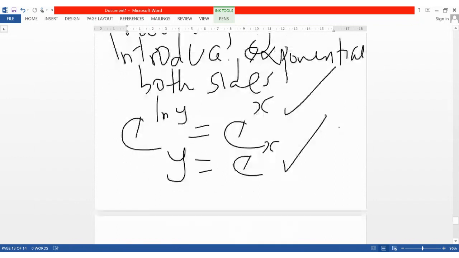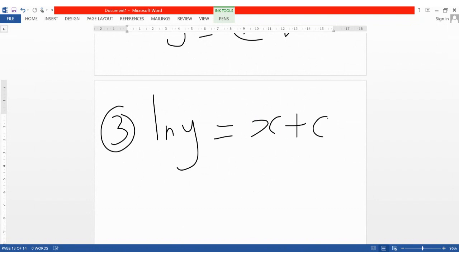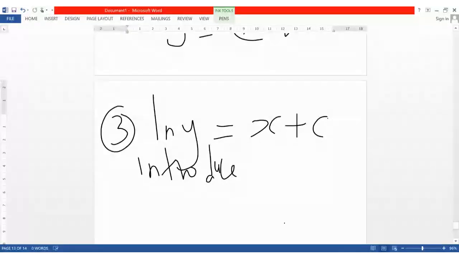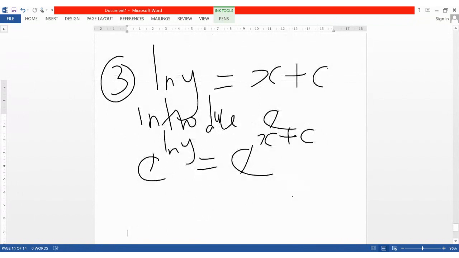Number 3. ln y is equal to x plus c. The final one there. Give me that one. So you have said introduce e. So I'll have e^(ln y) equals e^(x plus c). Now on the left hand side I can simplify. I'll get y equals exponential of x plus c.